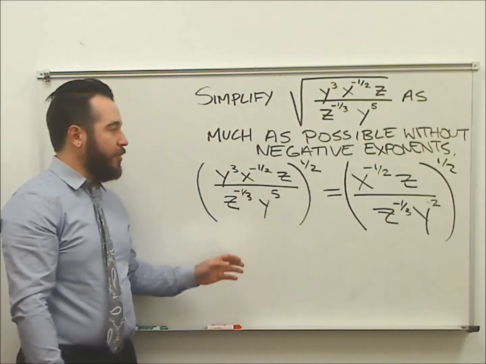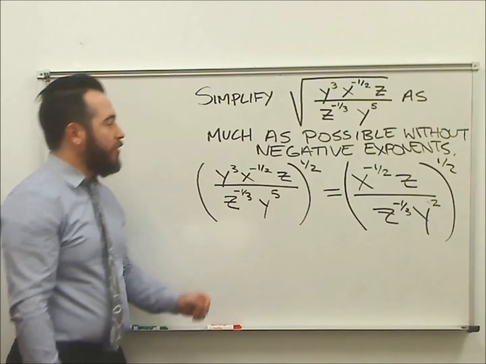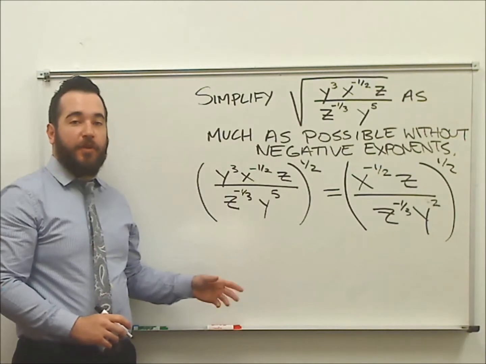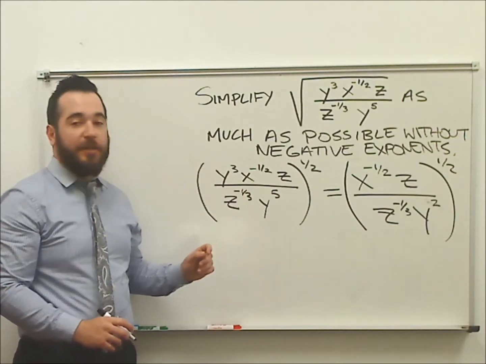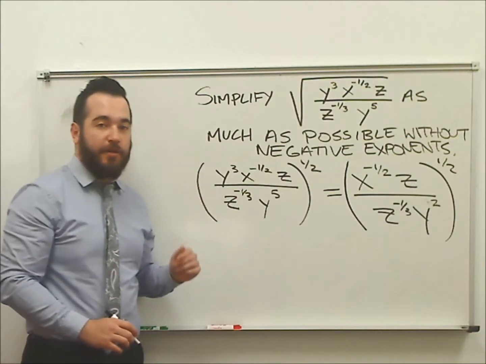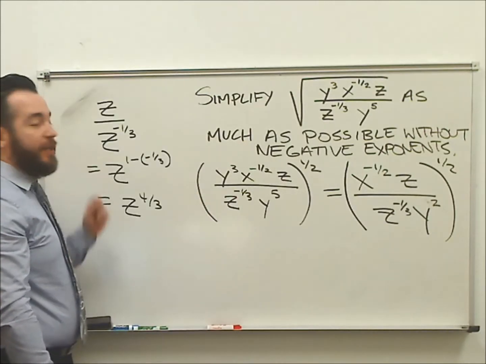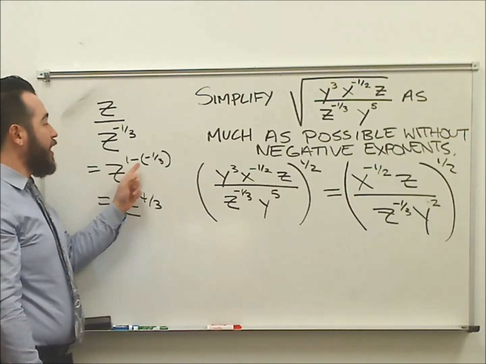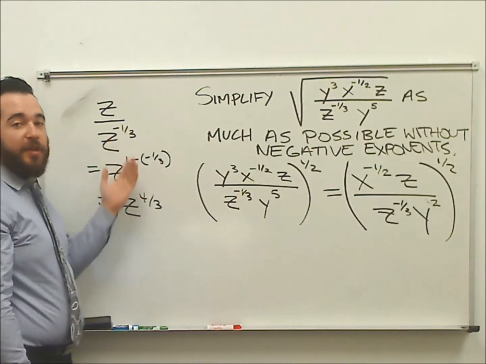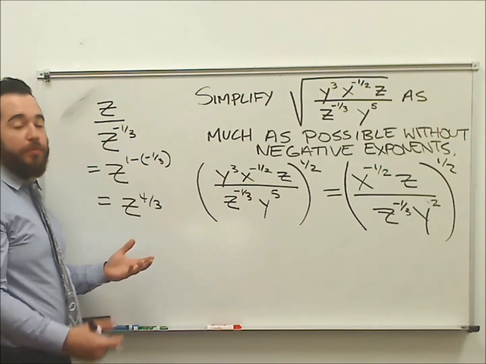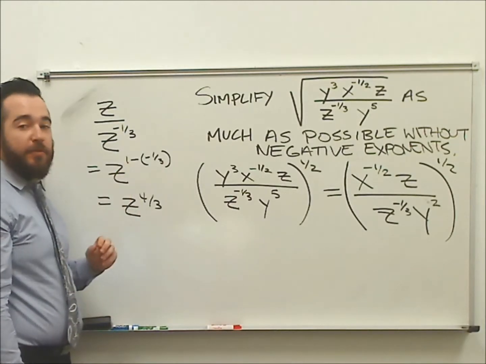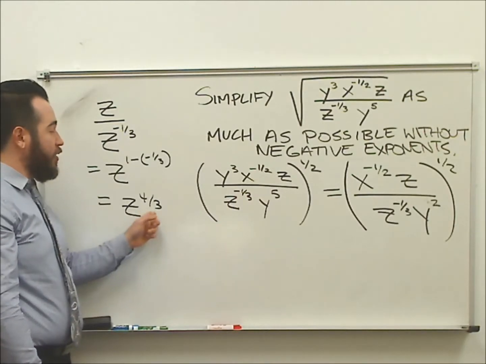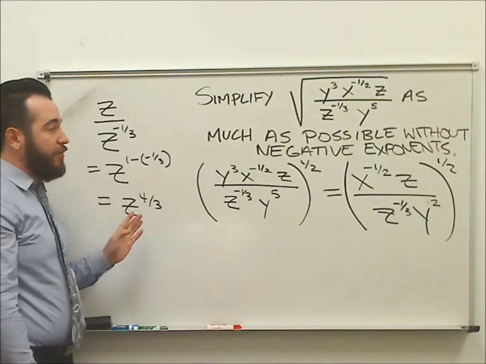All right, so let's take this a little bit further and reduce our z's. We've got z over z to the negative 1/3. Let's write it out over here. Here we are. We've got z divided by z to the negative 1/3. Using the division rule, this is z to the 1st minus negative 1/3. Remember, if you don't see a number for an exponent, that exponent is just 1. Anyway, so 1 minus negative 1/3, that's 1 plus 1/3, so we get z to the 4/3. This is just an application of the division rule.